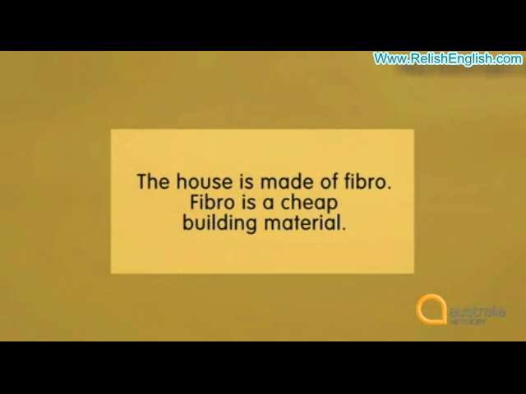And here's another one. Here, try to link the sentences using which. The house is made of fibro. Fibro is a cheap building material. The house is made of fibro, which is a cheap building material.